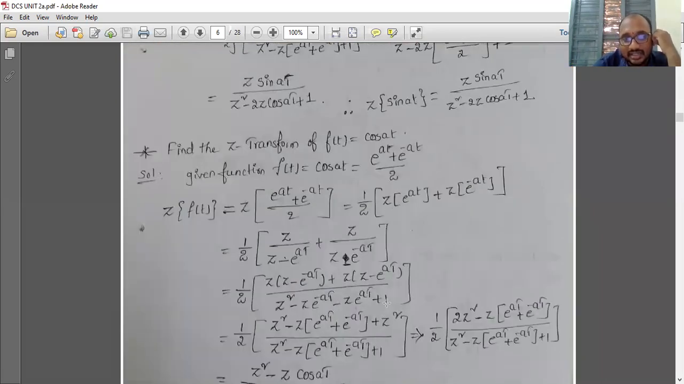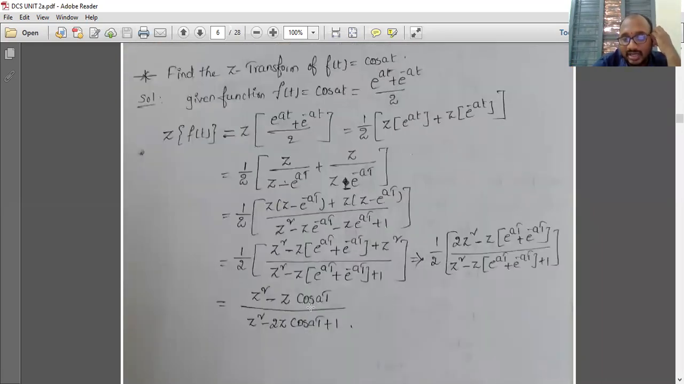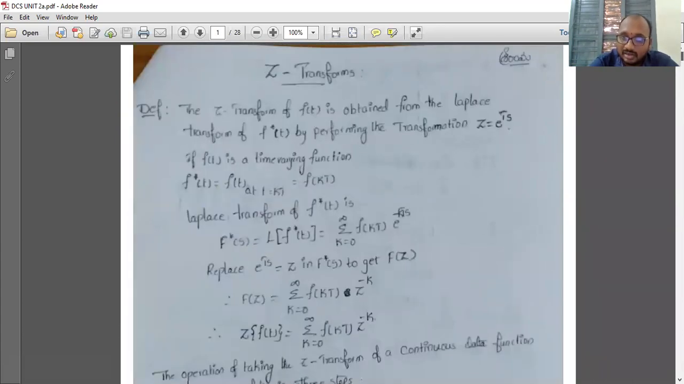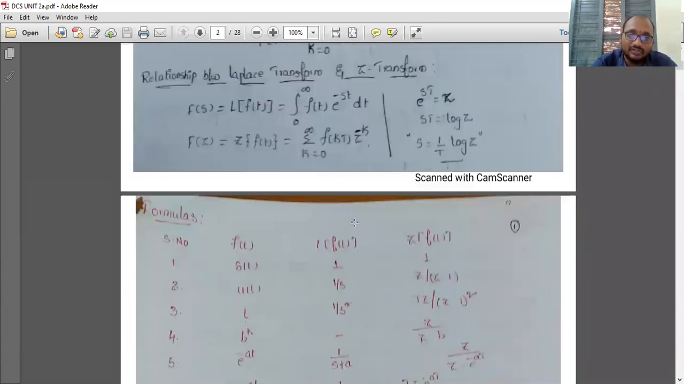Similarly for cos at, Z square minus Z into cos at divided by Z square minus 2Z into cos at plus 1.